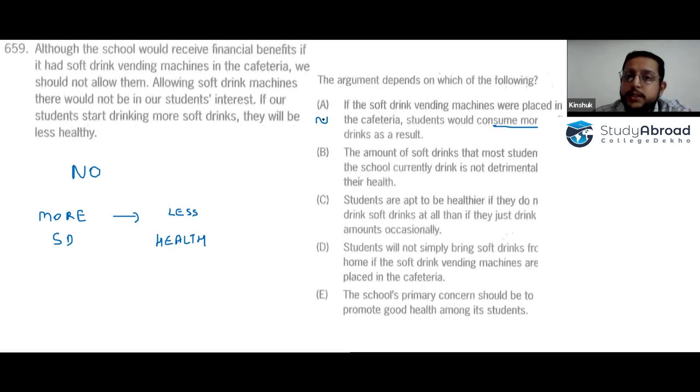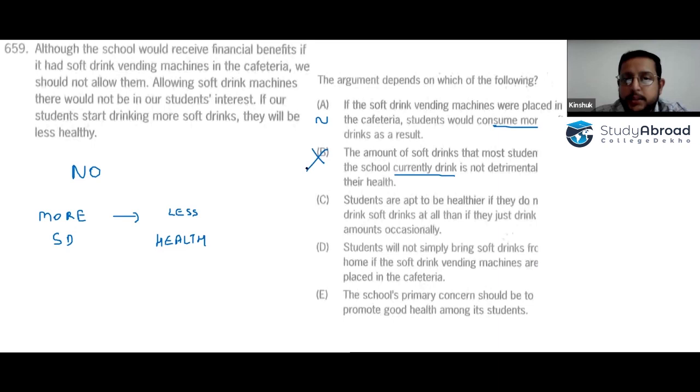Now let us look at answer choice B. It says, the amount of soft drinks that most students at the school currently drink is not detrimental to their health. So we are not talking about currently drinking. The author says that if we install these vending machines, students will drink more, and if they drink more, then it will be less healthy. They are not concerned about the current status of consuming soft drinks. Is it detrimental or not? They are not concerned with that. So no, answer choice B will not be the right answer.